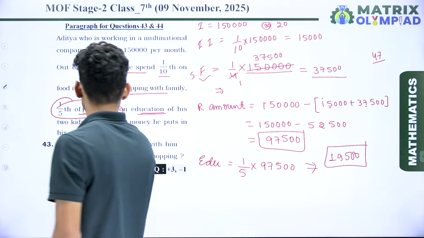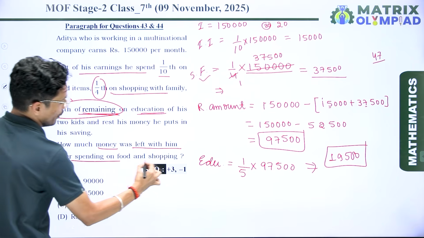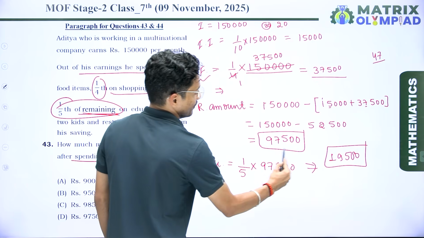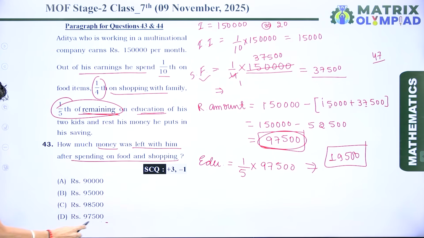So the question is, how much money was left with him after spending on food and shopping? So after spending on food and shopping, the money left with him is 97,500. It means option number D is the correct answer.